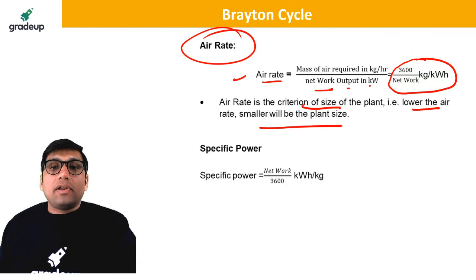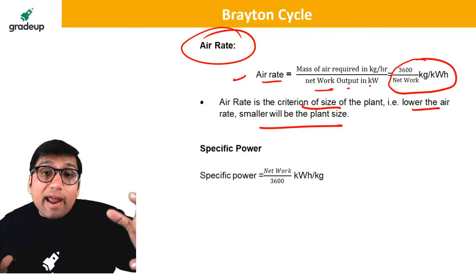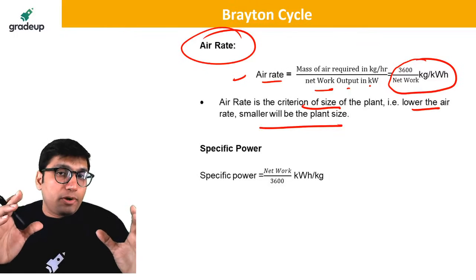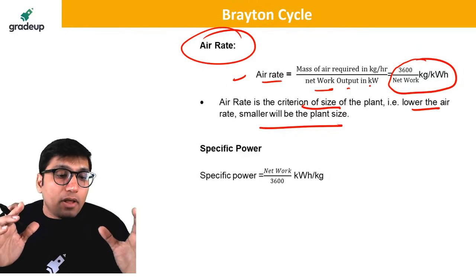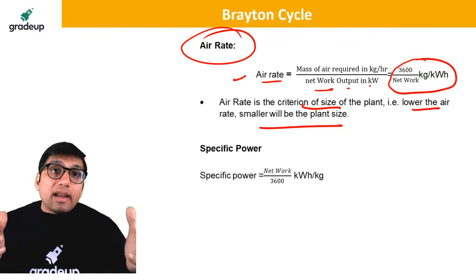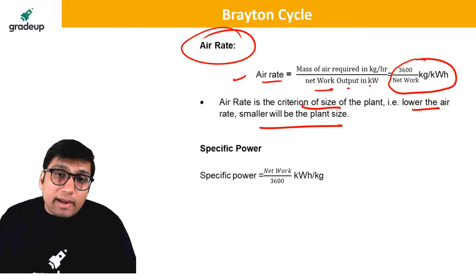Lower the air rate, smaller will be the plant size. Air rate tells you how much amount of air is required in kilogram per hour to produce one net kilowatt of work output. That is the meaning of air rate. So the more the air rate, the more will be the size of the plant. The less the air rate, the less will be the size of the plant.